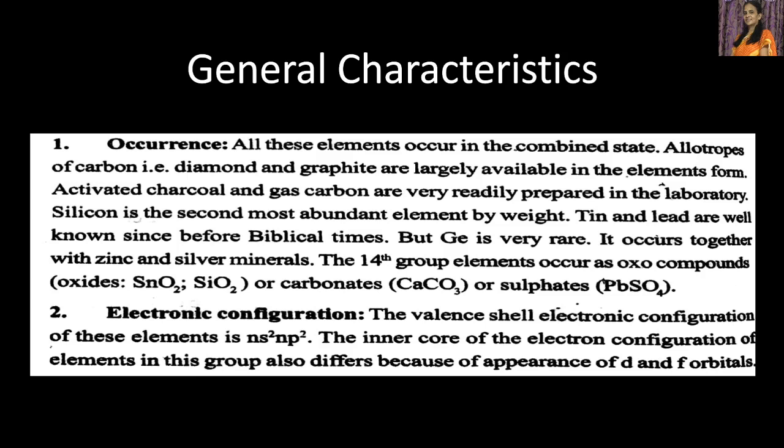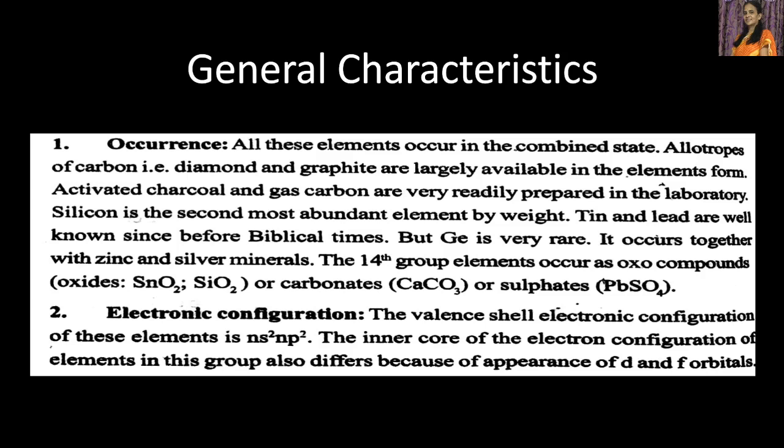We know this is SiO2, silica, a very common compound. And this is SnO2, tin oxide. And carbon is available in the form of carbonates like calcium carbonate, and sulfates. Lead exists in the form of a sulfate, lead sulfate. So this is about the existence or occurrence of these elements in the earth's crust.